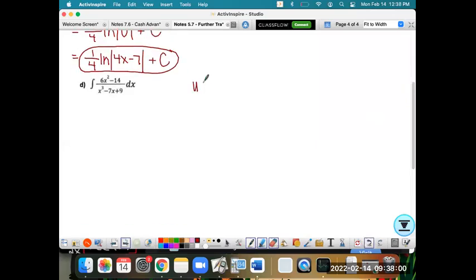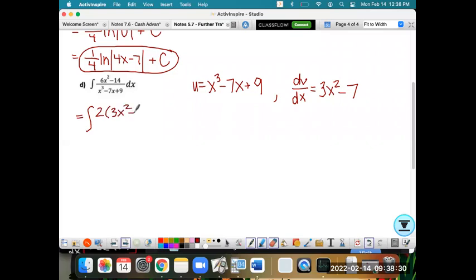All right, so we're going to let u equal x cubed minus 7x plus 9. And the derivative, well, that is 3x squared minus 7. Now, I don't quite have that in my integrand, but I'm noticing that the numerator is double that amount. So if I were to factor a 2 out of the numerator, I could straight up replace that and the differential with du.